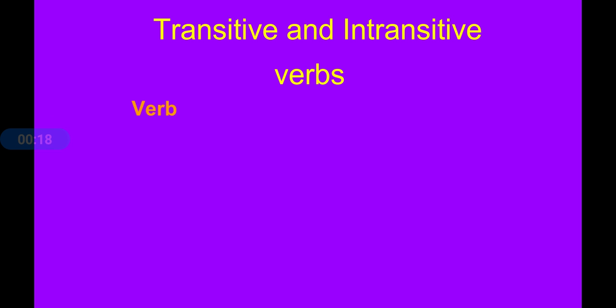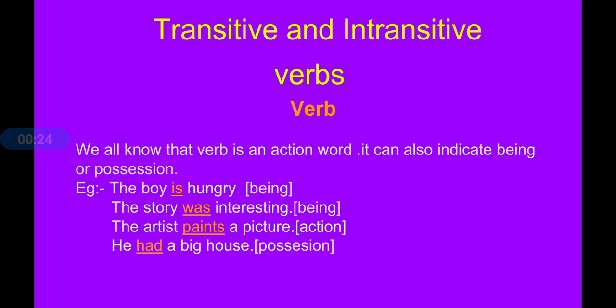Today, let us know about transitive and intransitive verbs. Before that, let us know what a verb is. A verb is a part of speech. It indicates action. It is an action word. We all know that a verb is an action word. It can also indicate being or possession.